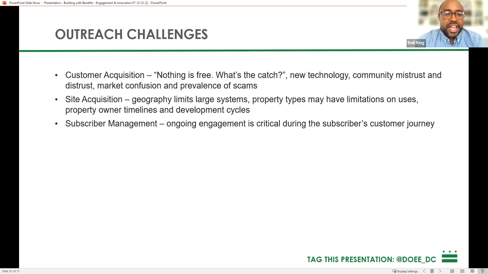So our three main challenges at this point and what we're always working to address are customer acquisition, site acquisition, and subscriber management.